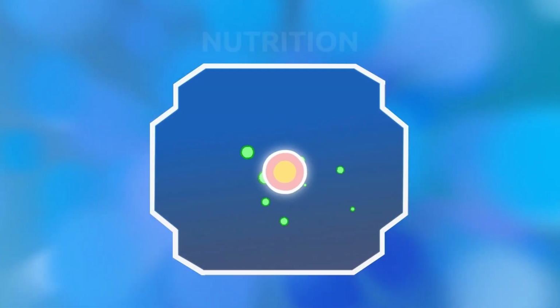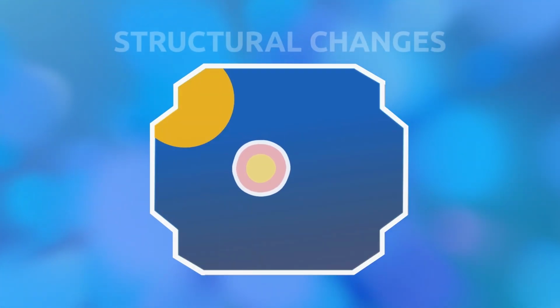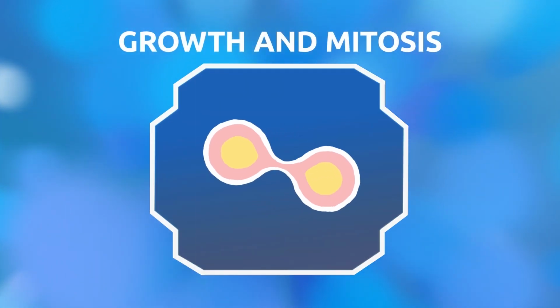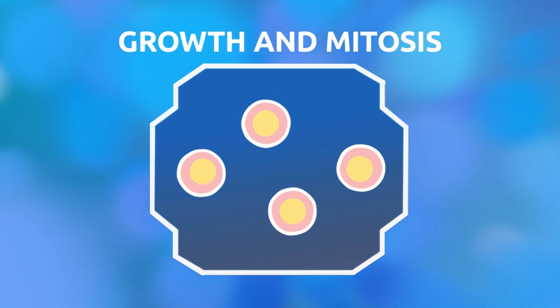They are alive, and some of their functions include nutrition, transformation of substances into energy, structural changes. They can suffer alterations in their structure and purpose, growth and mitosis. They are able to control their own process of growth and division.